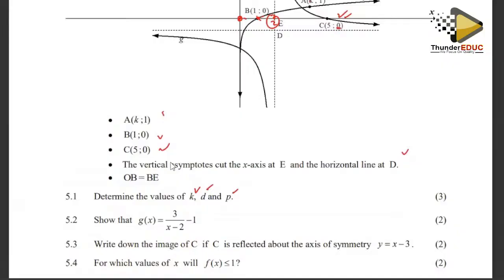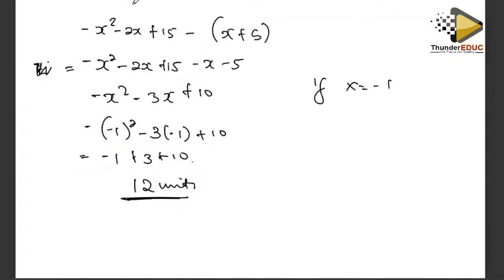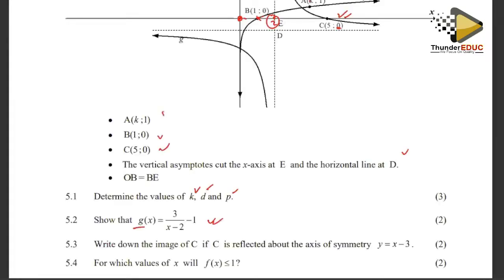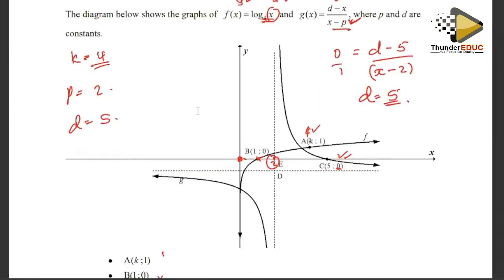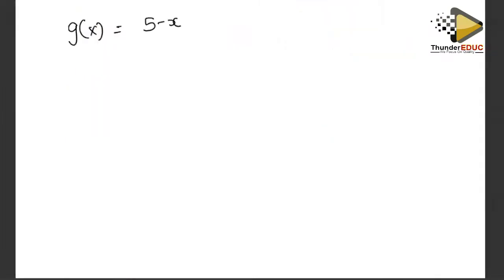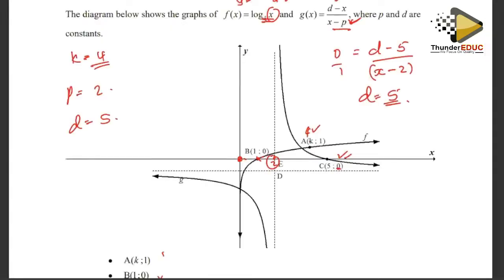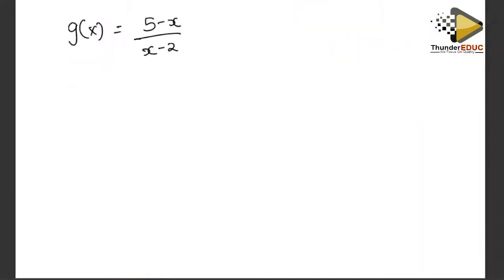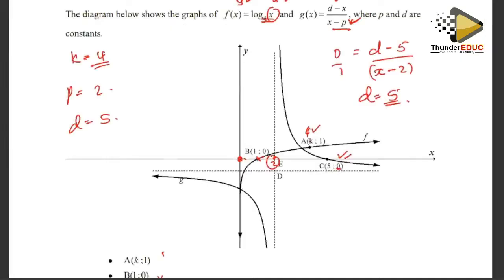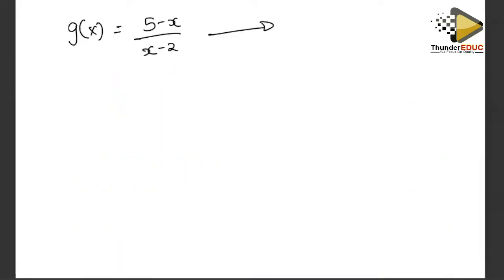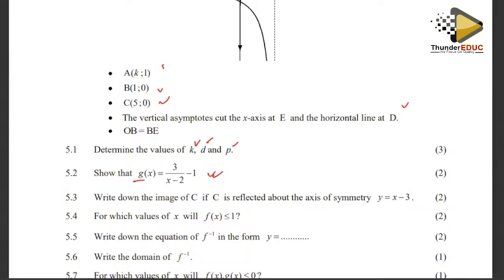And then can we show that the graph G is giving us that? Let's see. If I'm to rewrite that graph, it's going to be 5 minus x over x minus 2. That is how it is. Now, how do we move from this form to a form of 3 over x minus 2 minus 1?